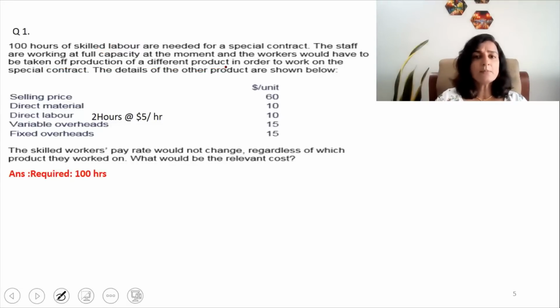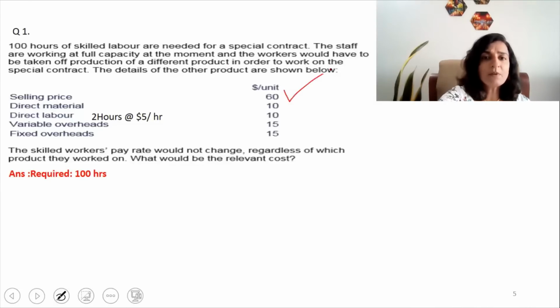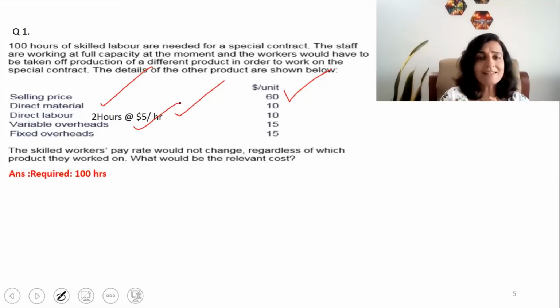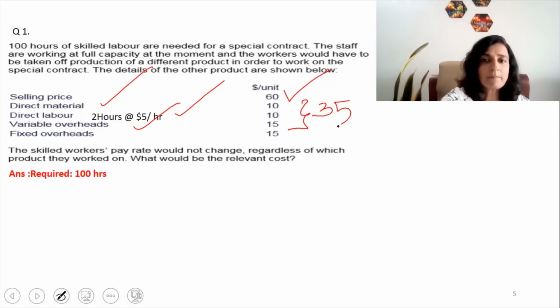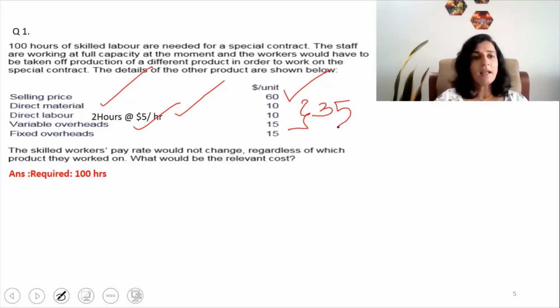The details of the other product are shown below. So we have a selling price of 60 and we have direct material, direct labor, variable overheads. All these three items are variable cost. Okay, so the variable cost totals to 35. And fixed overheads is $15. Now, regarding fixed overheads, never consider it as a relevant cost.